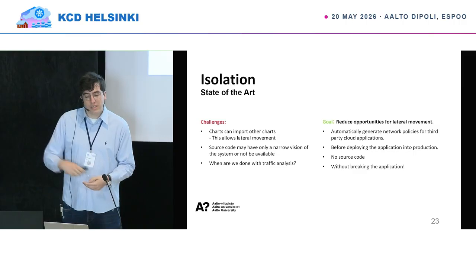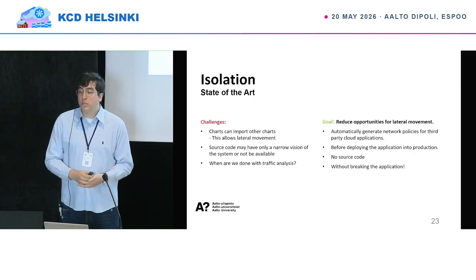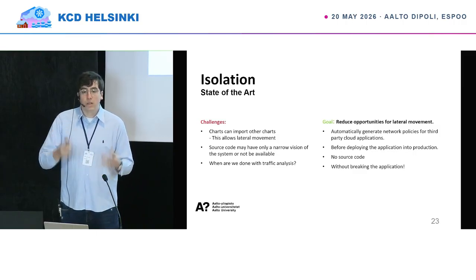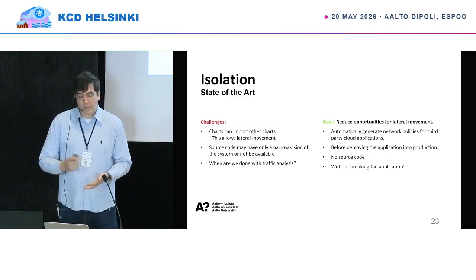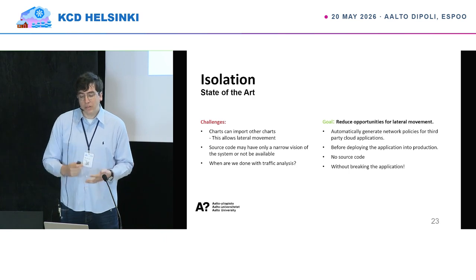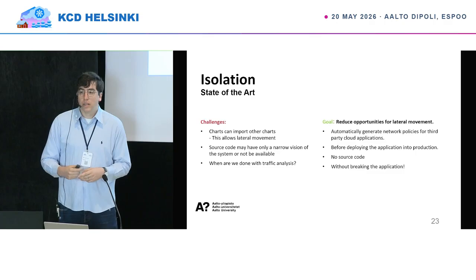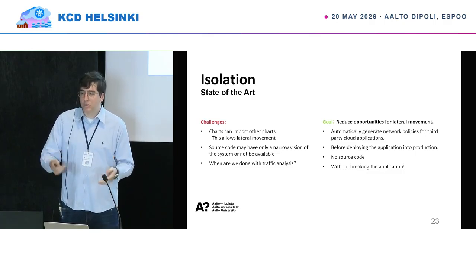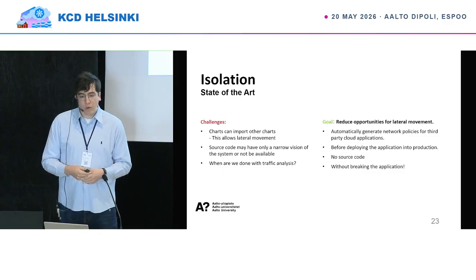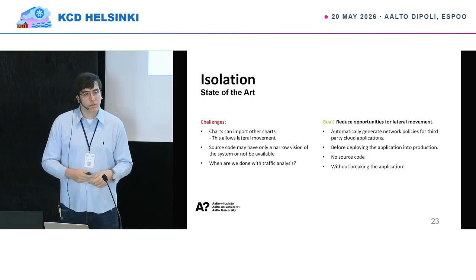So based on these challenges, our goal, of course, is to reduce opportunities for lateral movement. If we imagine that one of these applications that you are going to install in the Helm chart is already vulnerable, has a vulnerability, can we reduce what that application can access within your cluster? And then what we do is we first want to automatically generate the network policies for this application. As Jacopo was mentioning, for applications where you don't know all of the internals, you don't need to know all of the internals to just deploy in your cluster. We want to do that before deploying that into production.